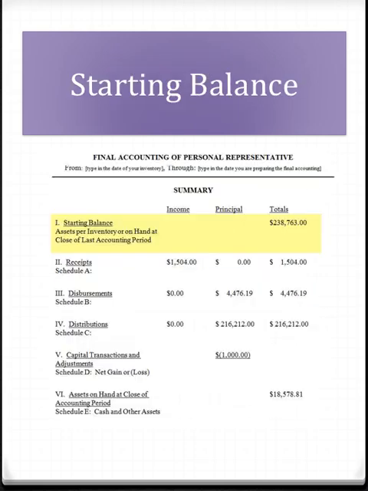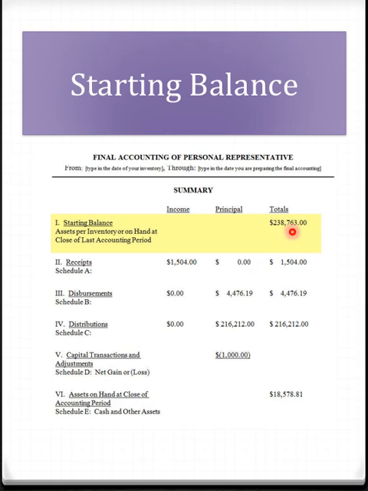All right, so what does it include? Notice this is a picture of the entire summary. I've just highlighted the first row, part 1, which is the starting balance. The starting balance is the amount from the total in the inventory. So it's really important that you have an accurate inventory, because if you don't, you can really run into problems throughout the final accounting.